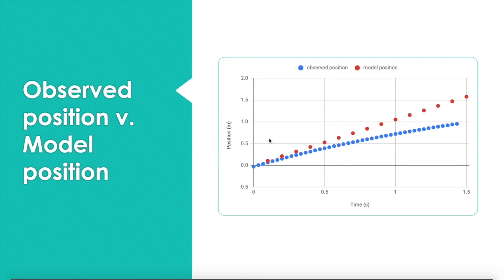As you can see here in this graph, the observed position versus time and the model position versus time begin with the same velocity shown in the beginning portions of the graph, but as time goes on, the observed position versus time graph slows down while the model position versus time remains constant.